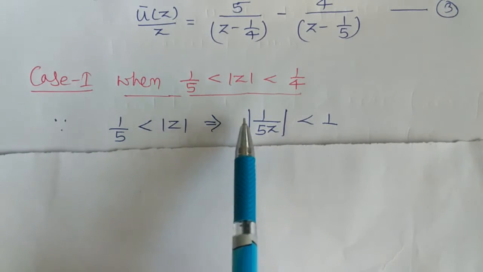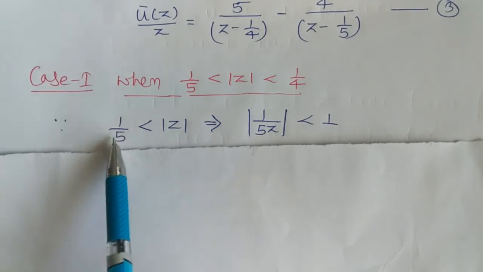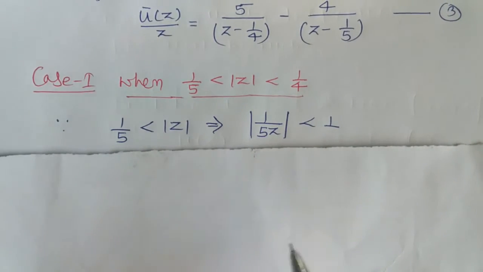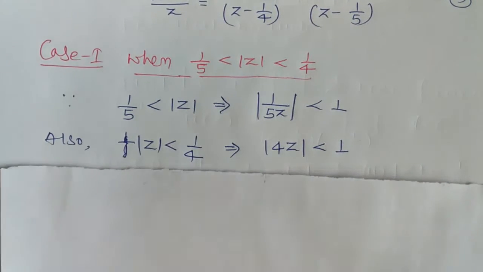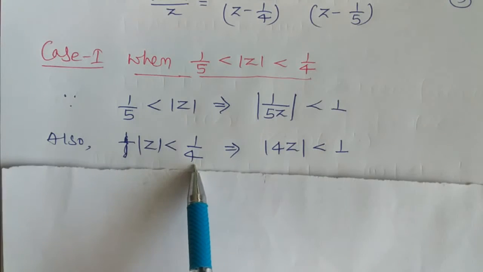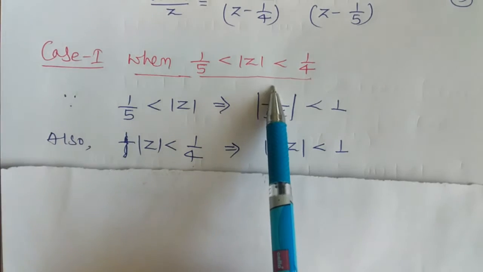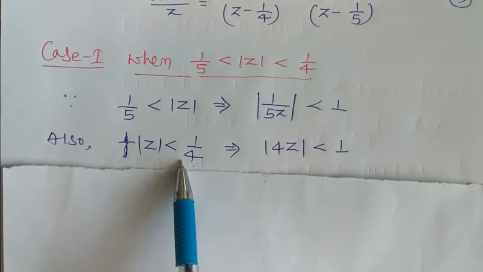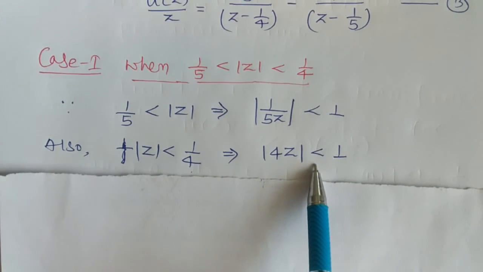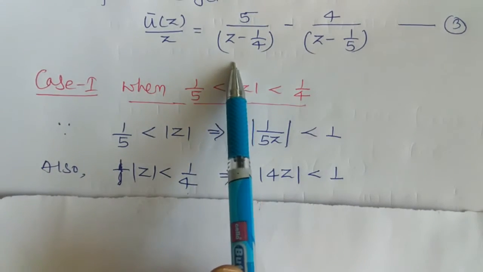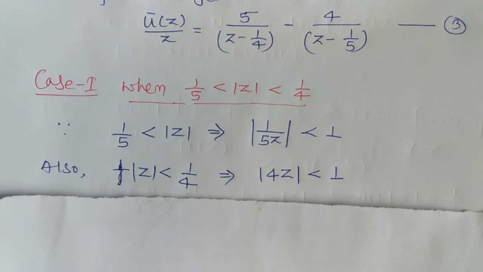1 by 5 is less than mod z, which implies mod 1 by 5z is less than 1. So we expand this function in terms of 1 by 5z using binomial expansion, and further mod z is less than 1 by 4. So this gives mod 4z is less than 1. So we expand this expression in terms of 4z using binomial expansion.